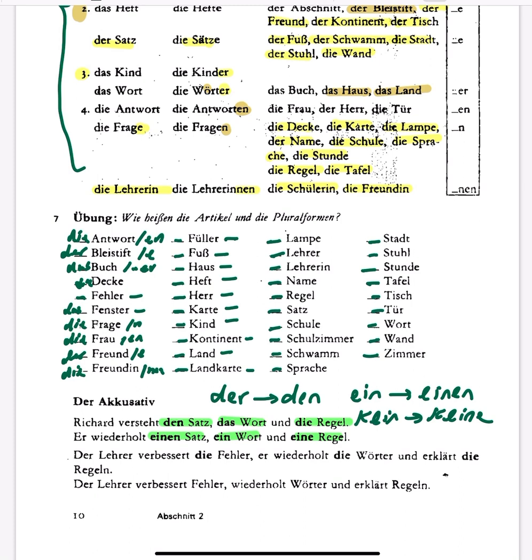Der Lehrer verbessert die Fehler. The teacher corrects the mistakes. If you see here, just der changes to den. Wiederholt die Wörter in the plural form. He repeats the words und erklärt die Regeln and explains the rules. Der Lehrer verbessert Fehler. The teacher corrects mistakes. Wiederholt Wörter. Repeats words und erklärt Regeln and explains rules.